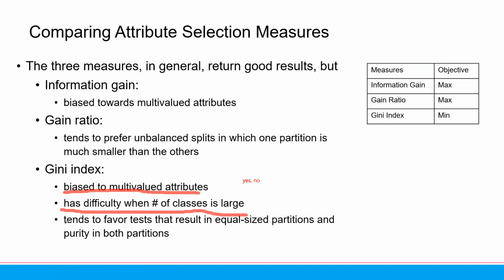And it tends to favor tests that result in equal size partitions and purity in both partitions. Usually we want equal size partitions and purity in both partitions. Yeah, we want to balance between the two, this is D1 and D2. So later we will check that if the split is only two, then the depth of the tree will be very, very long.